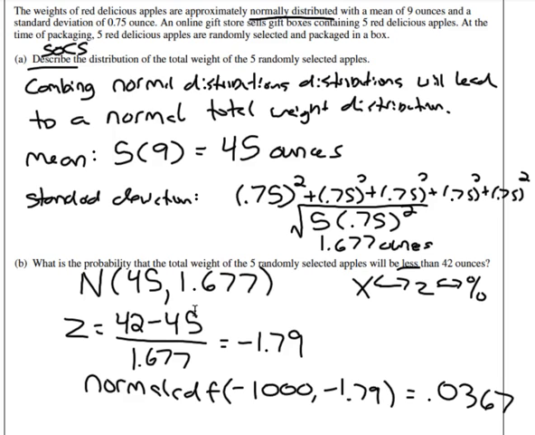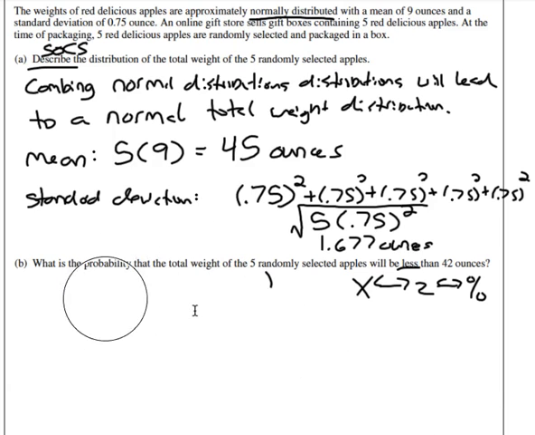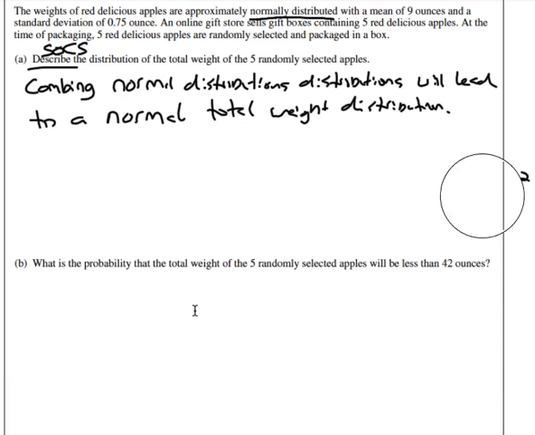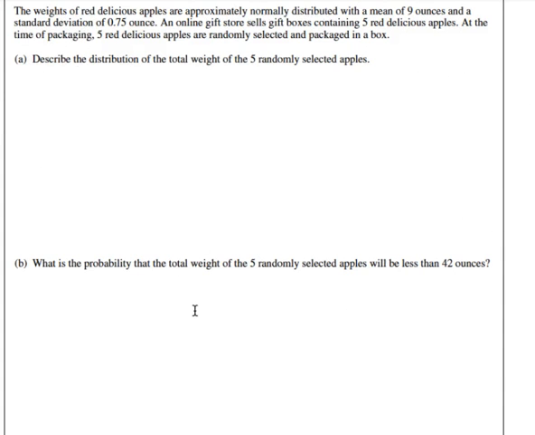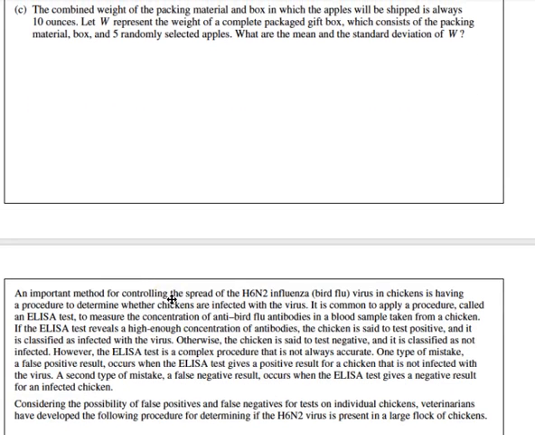All right, so let's keep moving on to part C. Part C now says the combined weight of the packaging material and the box in which apples will be shipped is always 10 ounces. W represents the weight of the complete packaged gift box, which consists of packaging material, box, and 5 randomly selected apples. What are the mean and standard deviation of W?